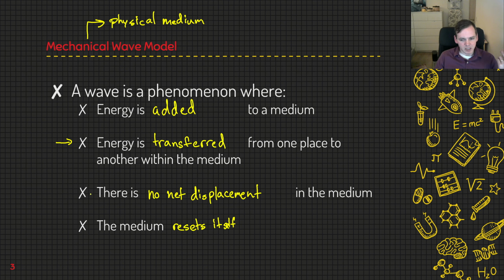There's no net displacement of the medium. This just means that the stuff itself doesn't really move from one place to another. It's not like a car traveling down the road. That wouldn't be considered a wave because the car itself is moving. But for example, the pulse traveling through the slinky, that compression traveling back and forth, the whole slinky, the whole spring is not moving from one place to another. It's just this disturbance in the slinky that is moving from one place to another.